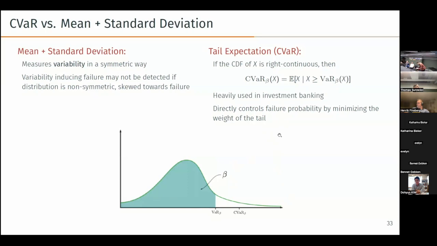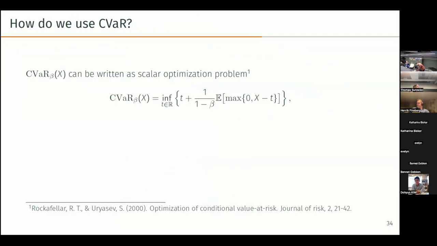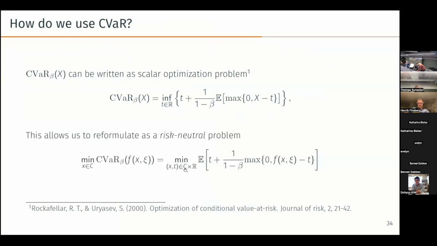This is heavily used in investment banking. It gives you access to the specific part of the tail that you care about. And through this nice formula here, which comes from exploiting the properties of this function, you can write it as an optimization problem itself. If you optimize over a single variable, you can write it as an expected value optimization problem over an inflated space. If you have constraints, it would be C cross a single line.